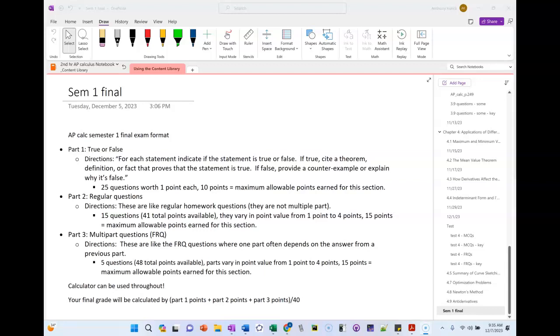Yeah, Braden. So you were saying that a lot of the true or false is replacing the multiple choice. Yeah. I was looking over the MCQ answer key.